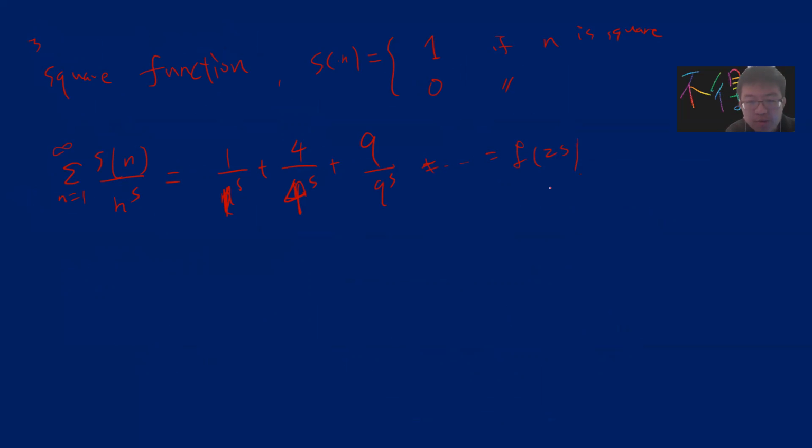You can check by yourself, because this guy can be written as 1 plus 1 divided by 2 to the 2s, and 1 divided by 3 to the 2s. So now, if you want to find the number of squares, you can do the same thing if you know the behavior of this zeta s. Number 4, which is very important, is the log function.